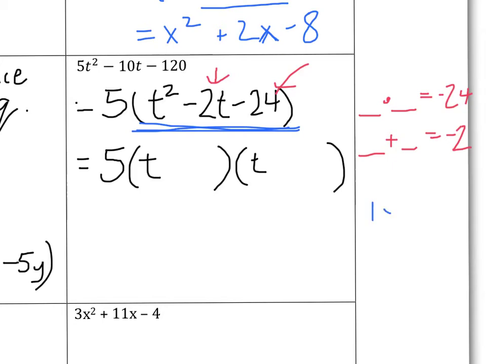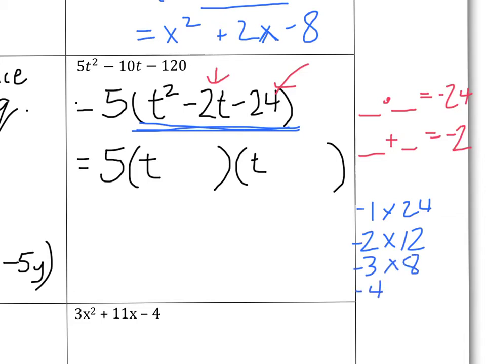Well, 1 times 24, or negative 1 times 24, will give us negative 24. That difference is like 23. That's way too much. Okay, so 2 times 12 gives us 24, so one of them would be negative. The difference is not even close to 2. 3 times 8, the difference is 5.